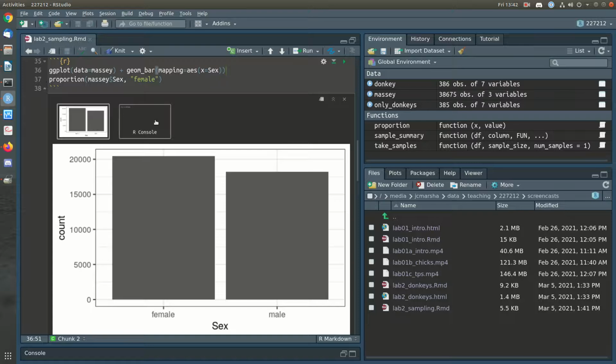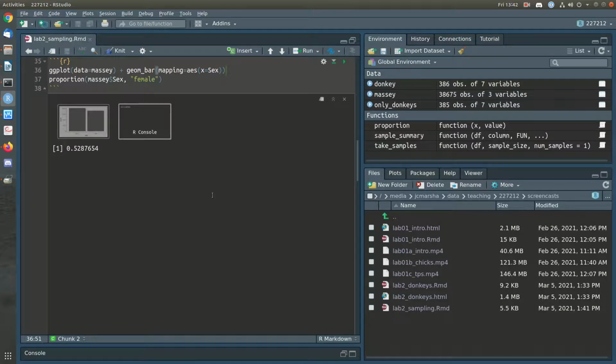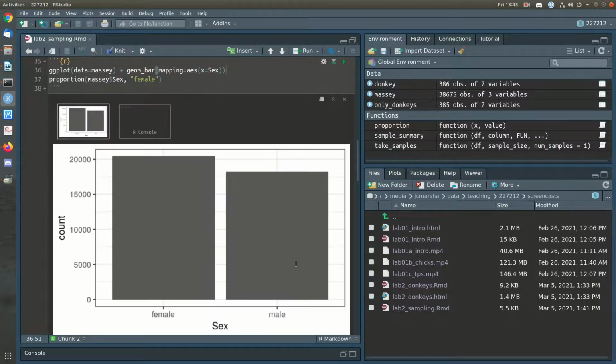and then this is computed using this proportion command, which has given us the output 0.5287. So there's about 53% females, right? So more females than males. Okay, so that's in the population, right?